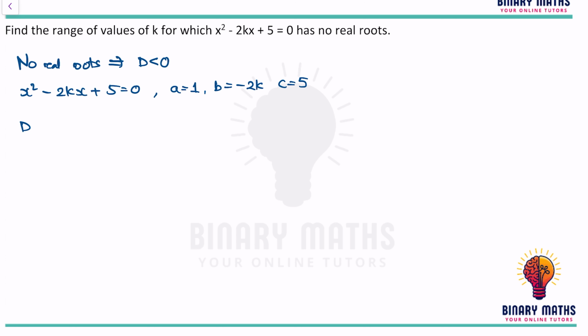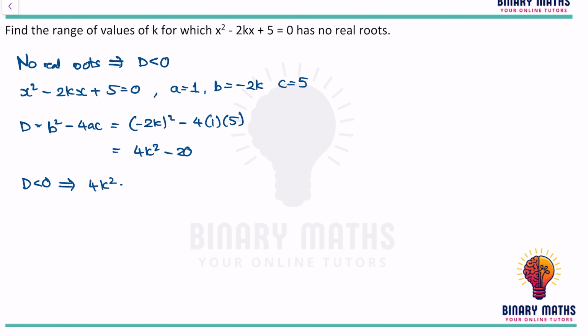Which means the discriminant, which is equal to b squared take away 4ac, is equal to negative 2k all squared minus 4 times 1 times 5. Negative 2k all squared is 4k squared, minus 4 times 1 times 5 is 20. Next, we know that the discriminant is less than 0 in this scenario. So we know 4k squared minus 20 is less than 0.